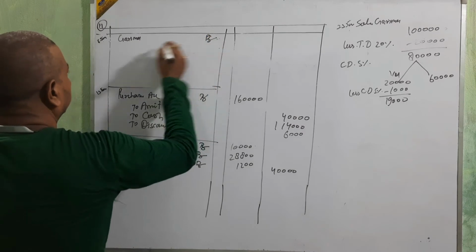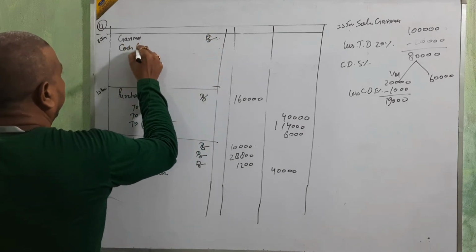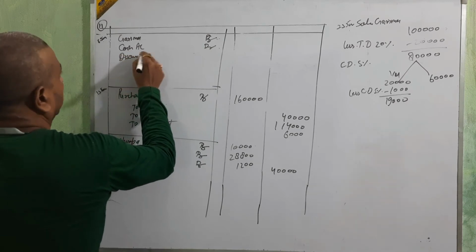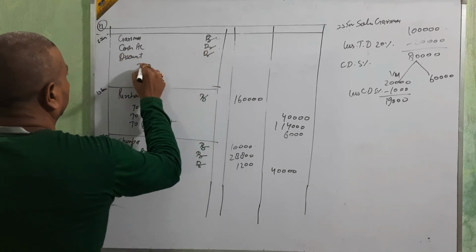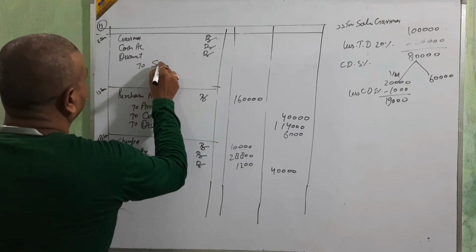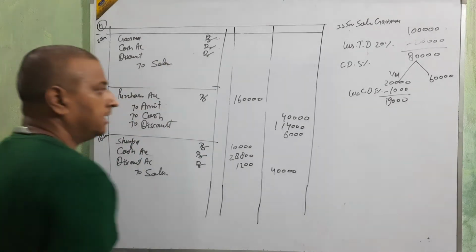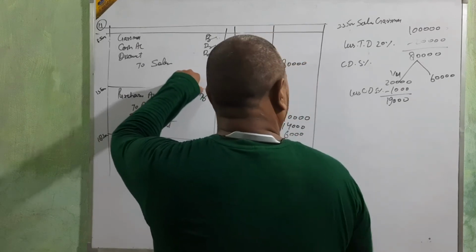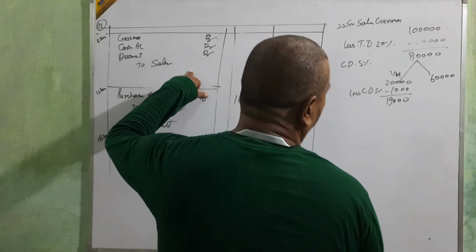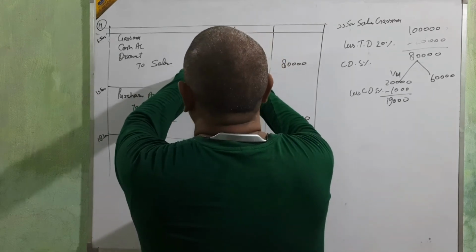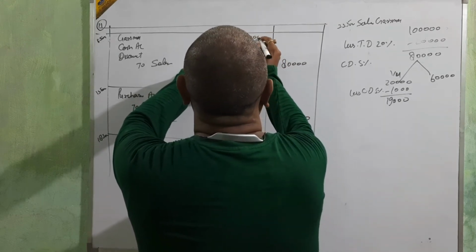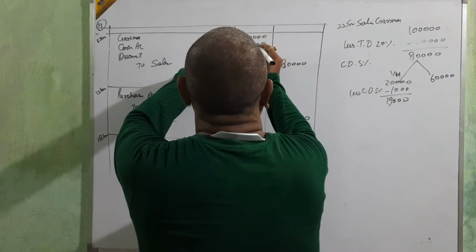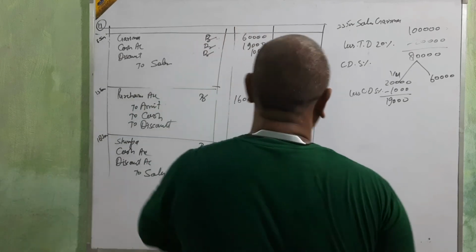Garima, David. Cash account, David. Discount, David. To sales. In sales, 80,000 after cutting the trade discount. In Garima, 60,000. Cash, 19, and this amount is 1,000.